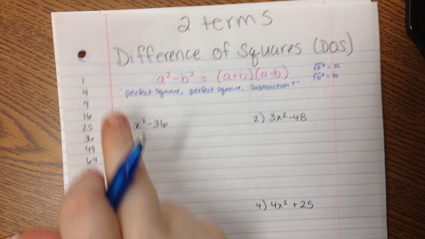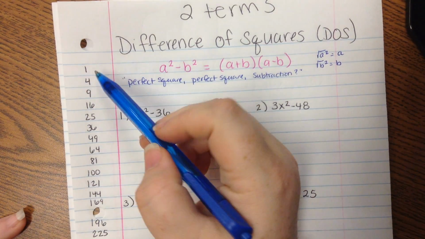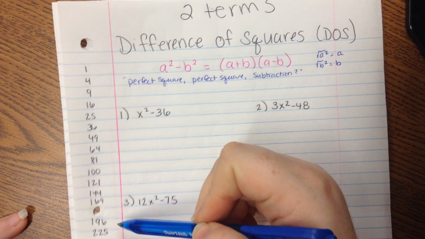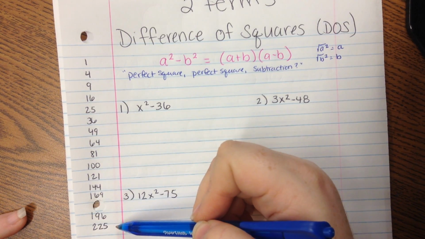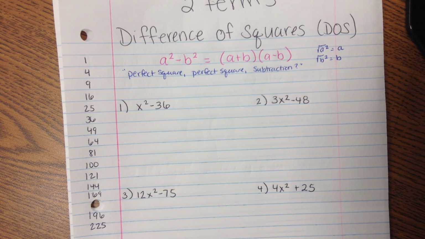So over on the side here, I have written out our perfect squares of 1 through 15. So 1 squared, 2 squared, 3 squared, all the way up to 15 squared. We also have to look for variables. If anything is raised to an even exponent, then it is in fact a perfect square.